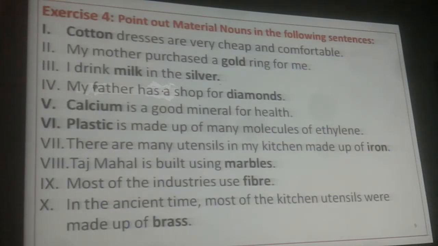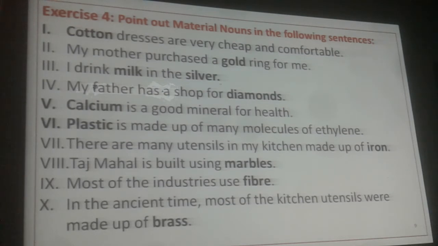Then fourth exercise: point out material nouns in the following sentences, because we already know the definition of material noun. So here are the examples. Cotton dresses are very cheap and comfortable. So in the first sentence, the word cotton is important, whereas in the next sentence, gold is important. In the third, milk and silver are important. My father has a shop for diamonds. In this, diamonds is important.